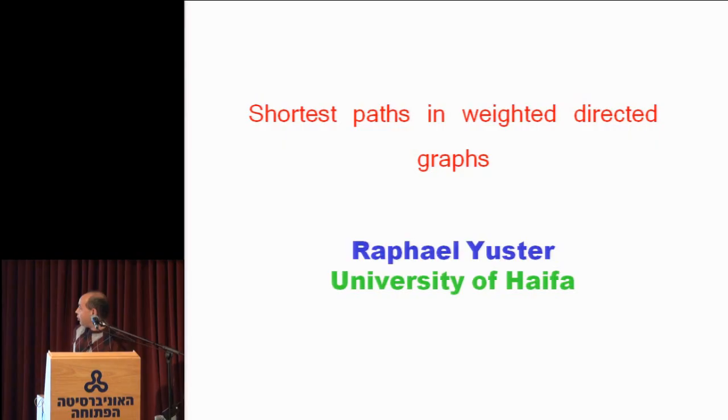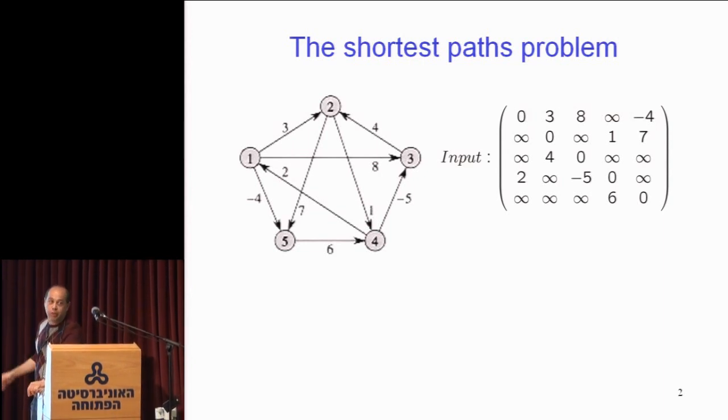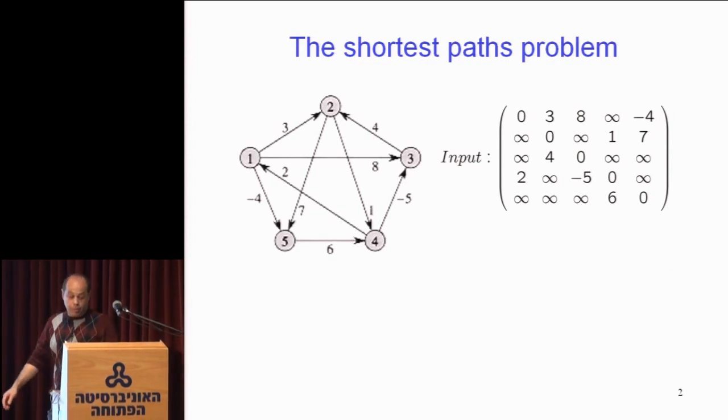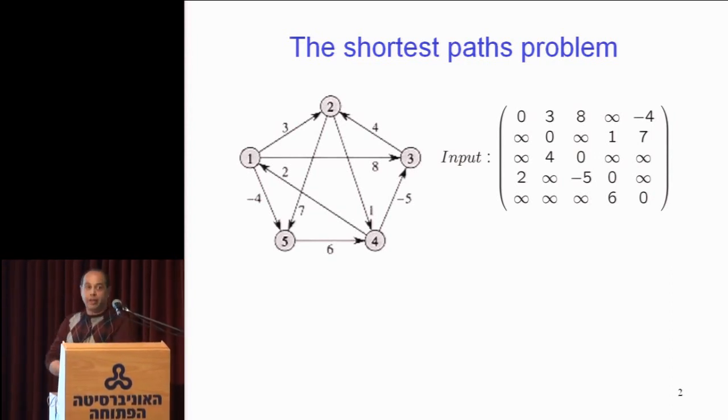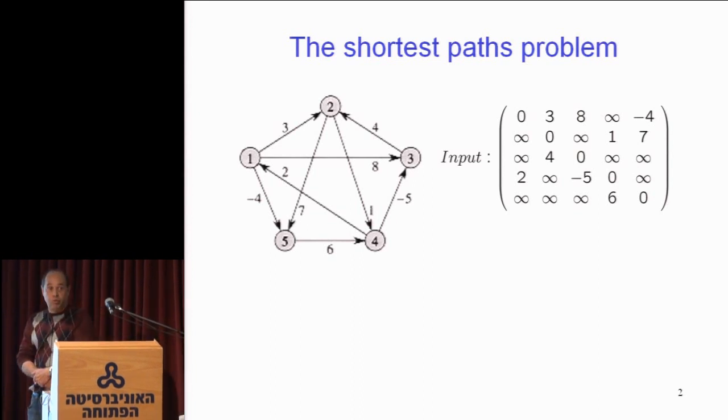Okay, so I'll talk about shortest paths in weighted directed graphs, and luckily for me, this problem does not need any introduction. We all learn about it as undergraduates. We have a graph. The edges have weights. We can think of our graph as being represented by a matrix. In row I and column J, we put the weight of the edge from I to J.